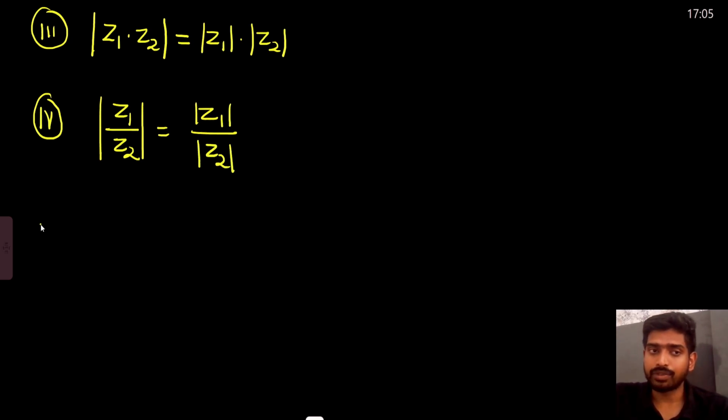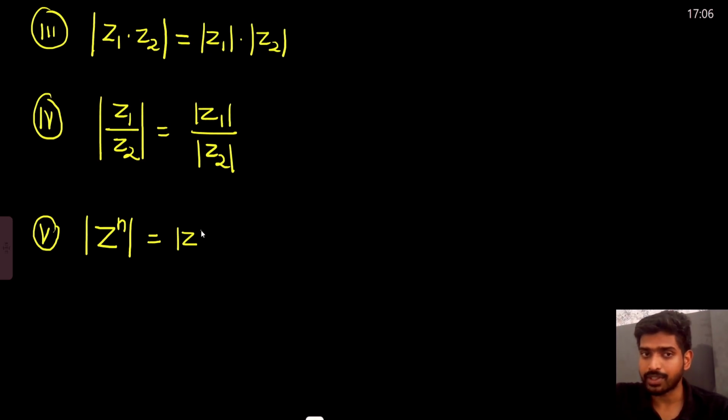Got it? Now the fifth property is, suppose z is a complex number. They said z to the power n. Z to the power n means they can ask z to the power 50. Z is a complex number, right? And z raised to the power 50. What is the modulus of z raised to the power 50? The modulus of this complex number will be equal to, you can find the modulus of z first, then you can raise it to power n.